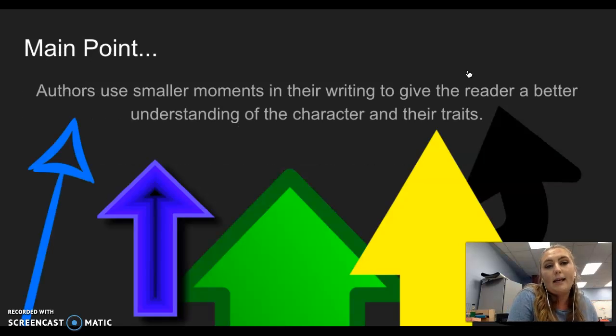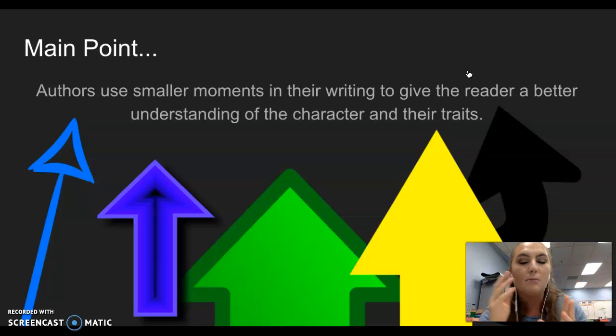The main point today is that authors use smaller moments in their writing to give the reader a better understanding of the character and their traits. Something that I was talking to my class about today is that a lot of times in books, we notice there's a couple paragraphs in the story where we don't feel the need to read it all. We're like, okay, I don't see any important details in there.